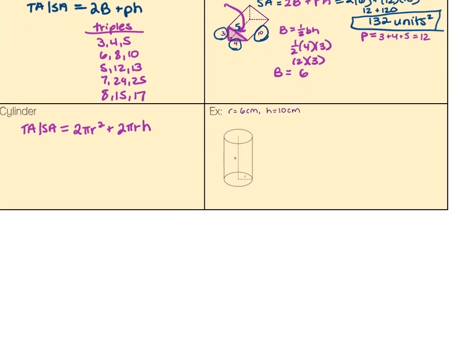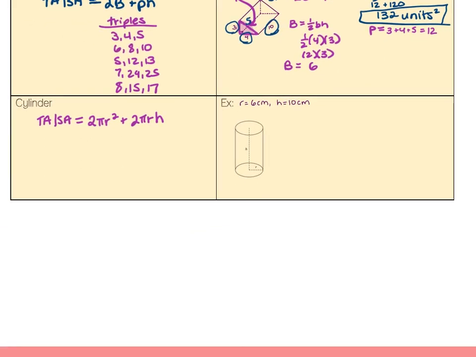So if I look at the example that's there, you're finding, again, total area or surface area, which is 2 pi r squared plus 2 pi r h. The radius is 6. The height is 10. So it's 2 times pi times 6 squared plus 2 times pi times 6 times 10.